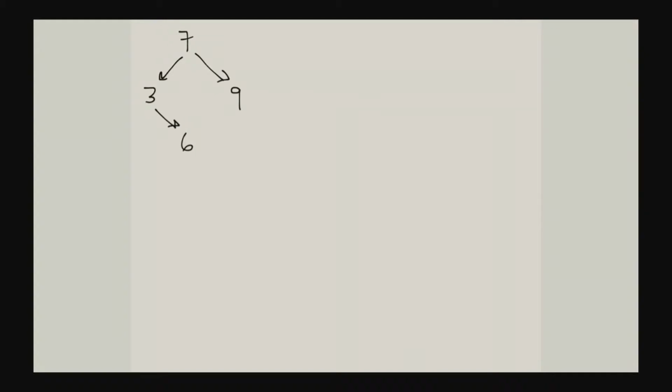All right. So what's another way we could write this tree? Well, instead of having 3 be the left child of 7, we could also have the 6 be the left child of 7, and then 3 be the left child of the 6. So that would look like this tree right here, where I've got 7, and 6, and 3, and a 9 on the right.